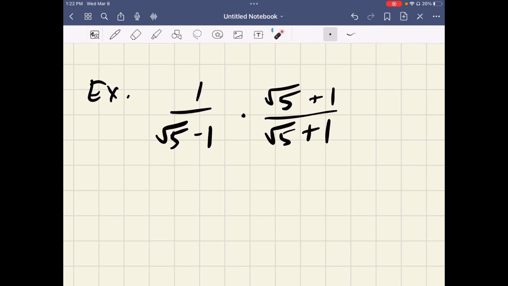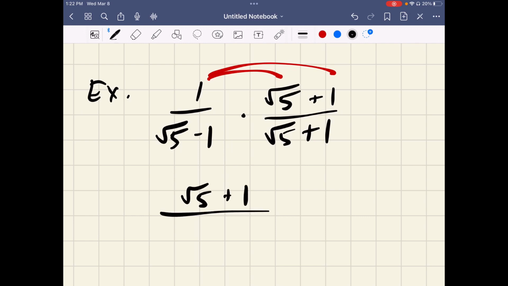I'm not just going to multiply by the square root of 5 because it's not going to help me. You can try it and you'll see why it doesn't. But here, I get clever. Let me show you why that works. Because when I distribute the 1 to both of those, I end up getting square root of 5 plus 1 in the top. And now I'll show you why I've chosen to use the same or a similar term, but instead of the minus, I make it a plus.